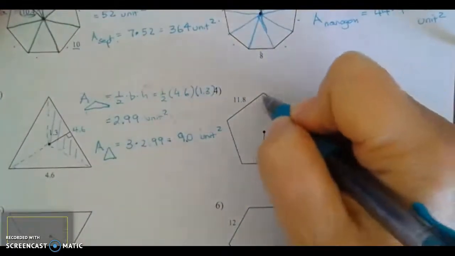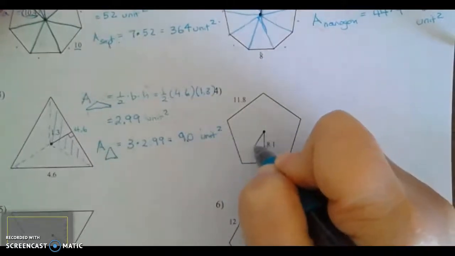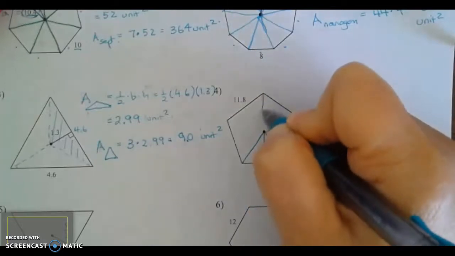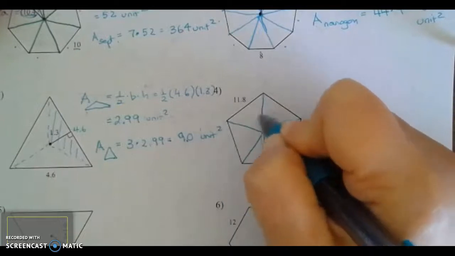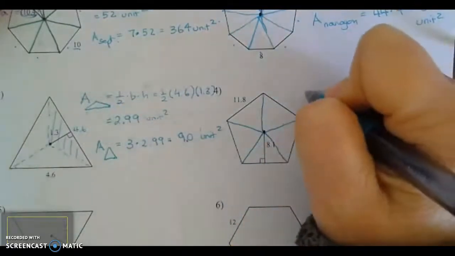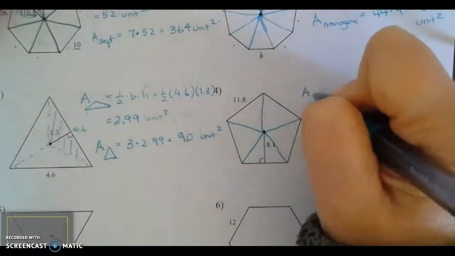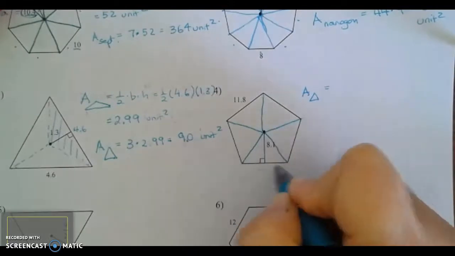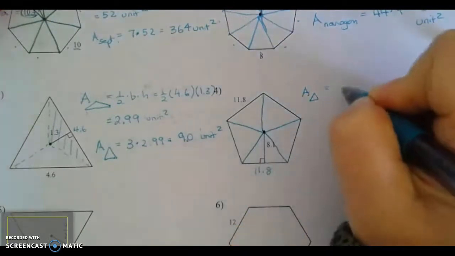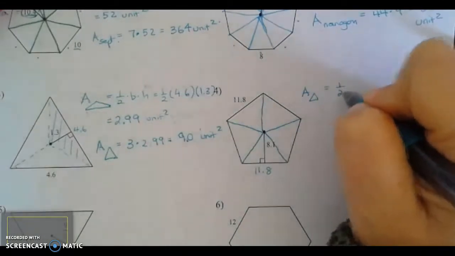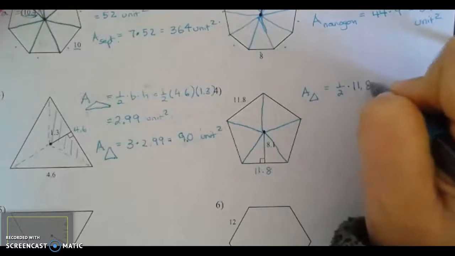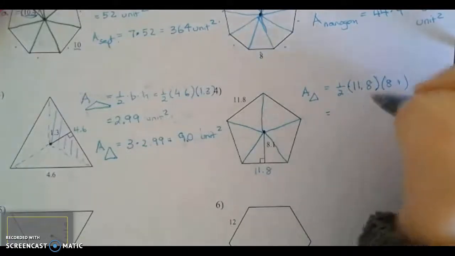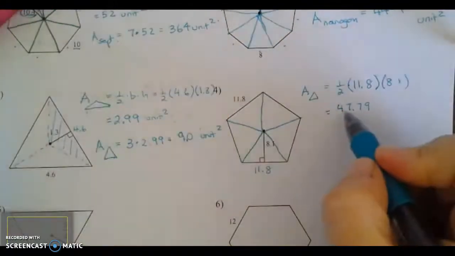I should start by drawing in my triangles, like so. And so we have created 5 identical triangles that make up this pentagon. So the area of the triangle is, well, the height of this triangle is 8.1 and the side length is going to be 11.8. So area of the triangle is half times base, which is 11.8, times height, which is 8.1. And I get that to be 47.79.